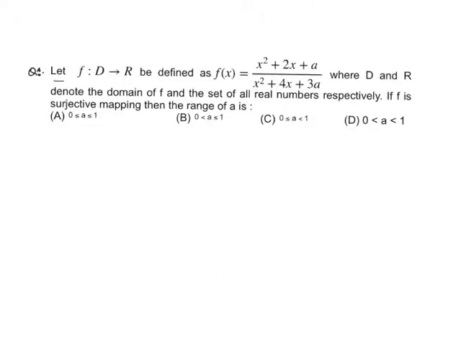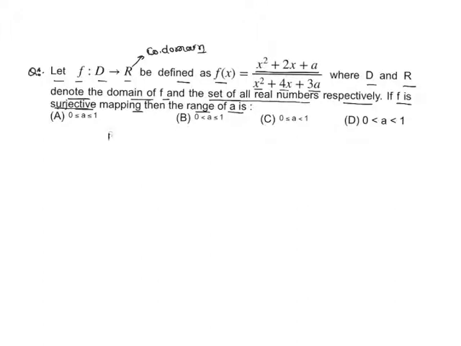Next problem is: let f: D → R be defined as f(x) = (x² + 2x + a)/(x² + 4x + 3a), where D and R denote the domain of f and the set of all real numbers respectively. If f is a surjective mapping, then the range of a is. So this R is nothing but the codomain.